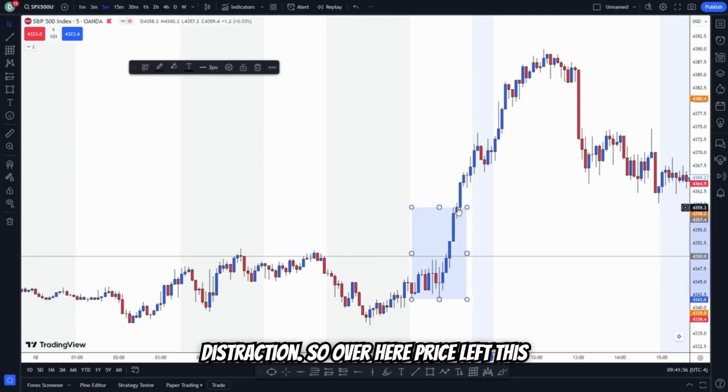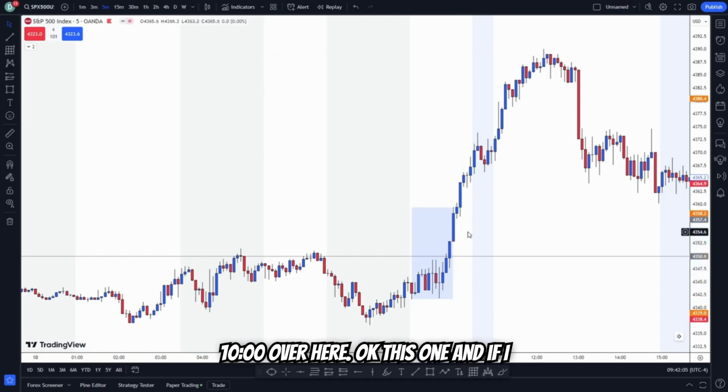So over here price left this opening range, which is from 9 to 10. No, not the opening range, the dealing range, which starts from 9 to 10 over here. Okay, this one. And if I would have got an entry over here, but the silver bullet, my silver bullet starts from here.